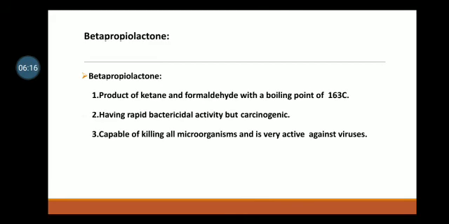Then beta-propiolactone. Beta-propiolactone is a product of ketene and formaldehyde with a boiling point of 163 degrees Celsius, having a rapid bactericidal activity but carcinogenic, capable of killing all microorganisms and is very active against viruses.